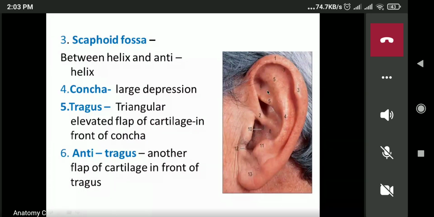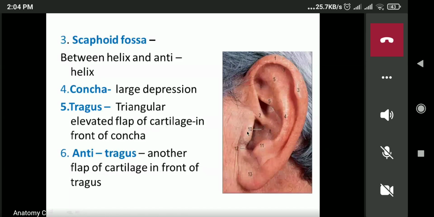Okay, now coming to depressions. In the lateral surface you find a large depression which is known as the concha of the auricle. The larger depression is the concha, and in front of the concha there is a triangular flap of cartilage, which is known as the tragus of the ear.